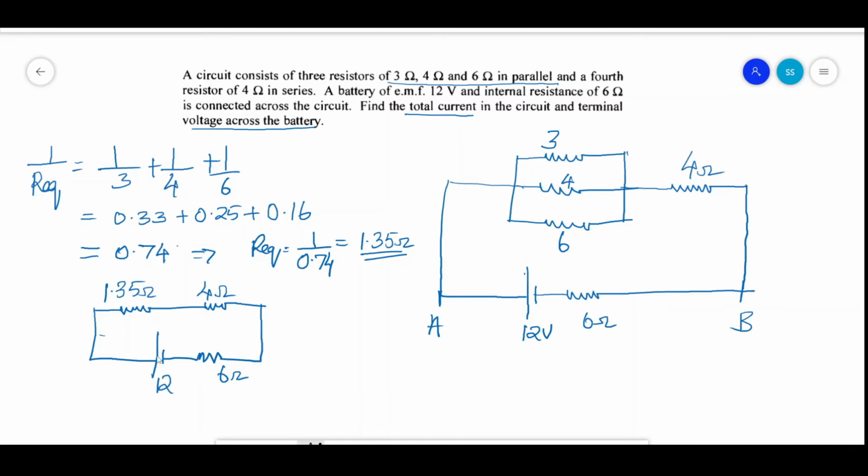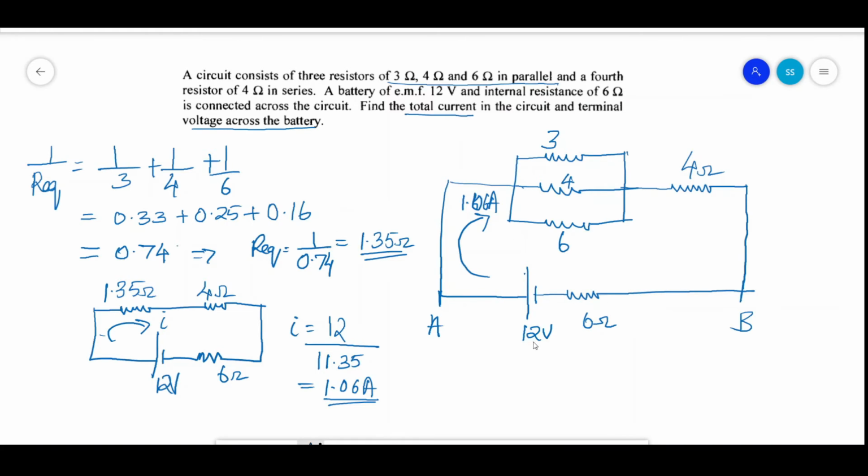So the first question is to find the total current in the circuit. Total current will be the 12 volt source divided by the total resistance. So current will be going in the clockwise direction. I is equal to 12 divided by 4 plus 6 plus 1.35, that is 11.35. 12 divided by 11.35 will be 1.06 ampere. So the total current taken by the circuit is 1.06 ampere.